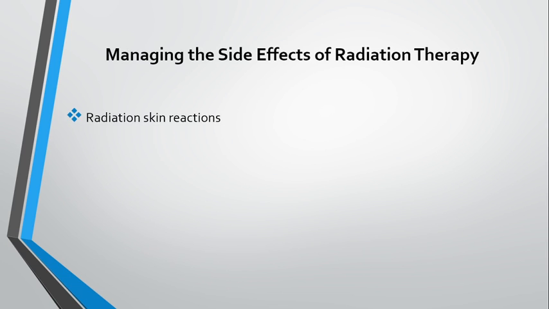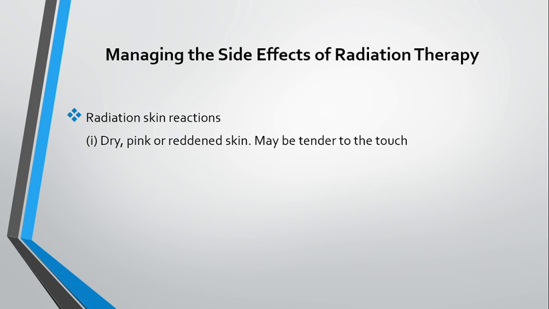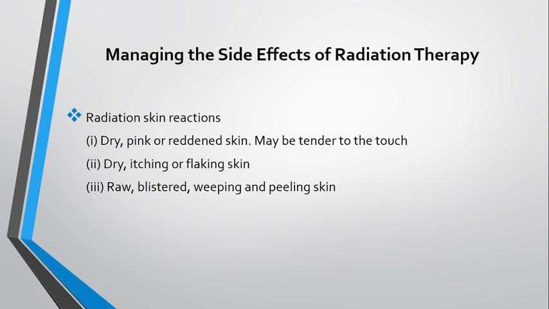So radiation therapy has got a lot of side effects. These are mostly radiation skin reactions, like drying of the skin, pink or red skin which may be tender to touch, or sometimes the skin will become dry, itchy and flaking. Sometimes it can be blistered and peeling and may peel off.